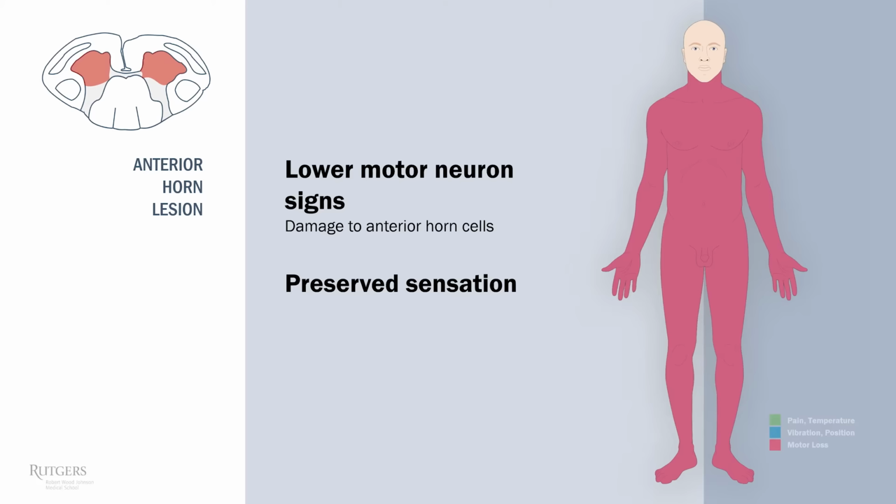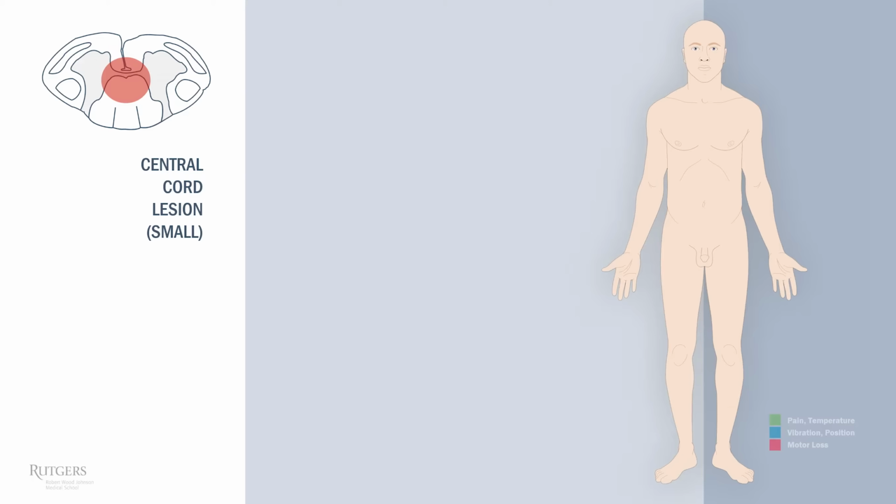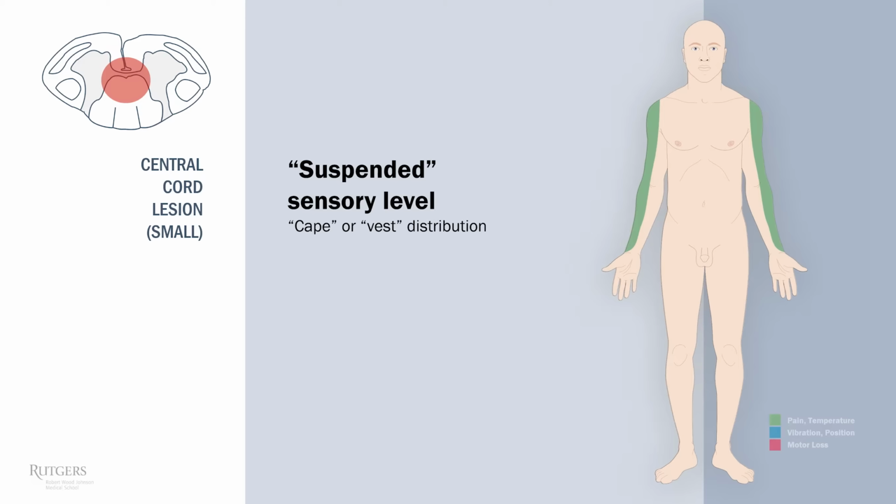Central cord syndrome. A small lesion disrupts the crossing of spinothalamic fibers in the anterior commissure and causes a loss of pain and temperature sensation in a few dermatomes on both sides at the level of the lesion. It's a so-called suspended sensory level. This lesion keeps you in suspense. Sensation is normal above and below the lesion, because the spinothalamic tracts themselves are spared.